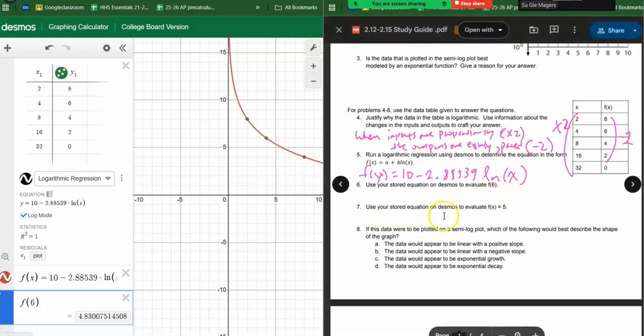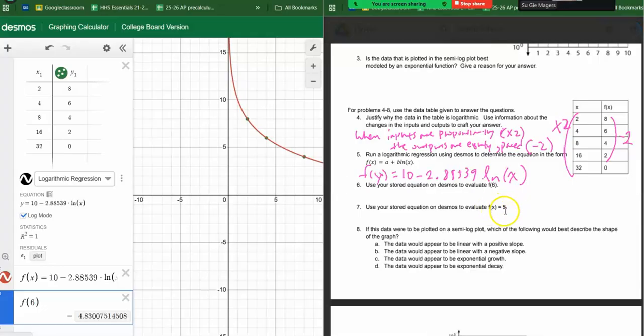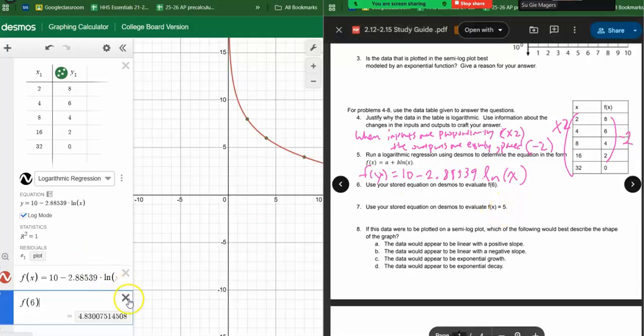Okay. Next, number 7. Use your stored equation to find the x value when y is 5. I don't need this, I'm going to erase it. The next line, I'm looking for f of x equal to 5 on the graph. Where do they intersect? This gray dot right here. The x value is going to be 5.65685 for number 7.